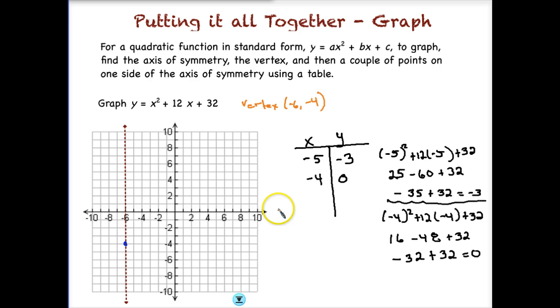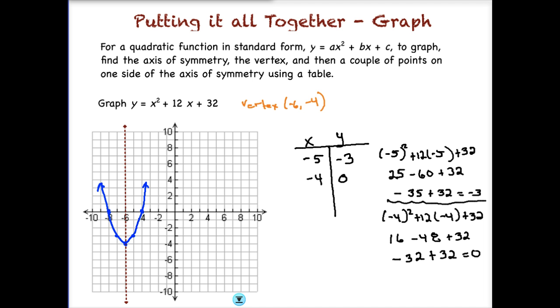And again, if you choose a number that gives you a big y value, you can always go back and re-choose if you want to. I am choosing my x values completely randomly, except for that I'm keeping in mind that I want them to be somewhat close to my vertex. All right, let's graph. (-5, -3) is right here, and (-4, 0) is right here. And then I can plot these symmetric points on the other side, and I'm ready to draw my parabola. All right, and I'm finished.